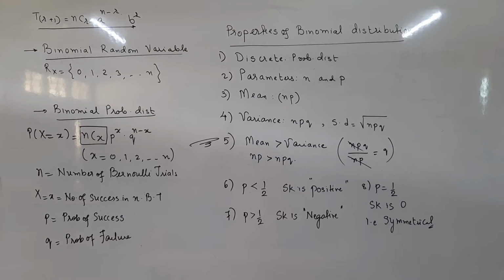Now, based on the probability of success, we decide the type of skewness. Skewness of a binomial distribution is decided on the basis of the value of p. If p is less than 1 by 2, skewness is positive. If p is greater than 1 by 2, then skewness is negative. And last but not the least, if p is equal to 1 by 2, skewness is 0. Zero skewness means the distribution is symmetrical.